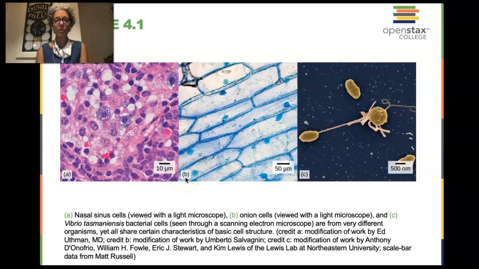In part B, we have plant cells, and these are onion cells. I would have guessed without the label that they are plant cells just because of the very rigid structure. These were stained with what looks like some sort of blue dye. We can see the nucleus in the cells.